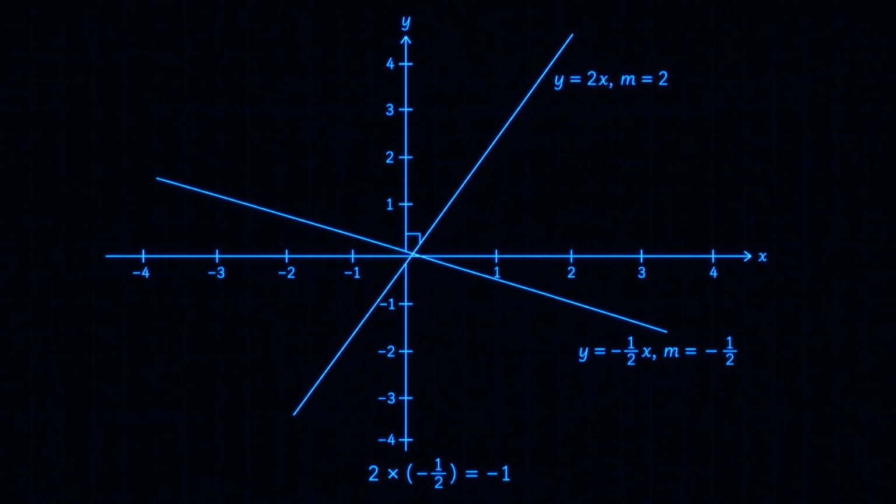Let us picture it. Take the line y equals 2x, going up steeply. A line perpendicular to it has gradient -1/2. It slopes gently downwards, and where they cross they make a perfect right angle. Notice 2 times -1/2 equals -1. That is the perpendicular rule in action.